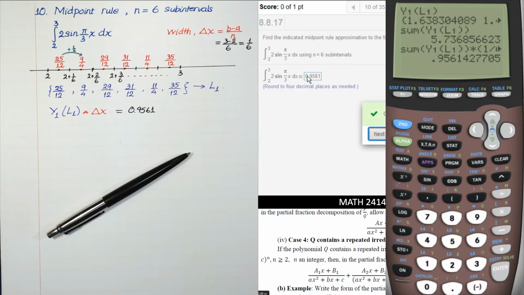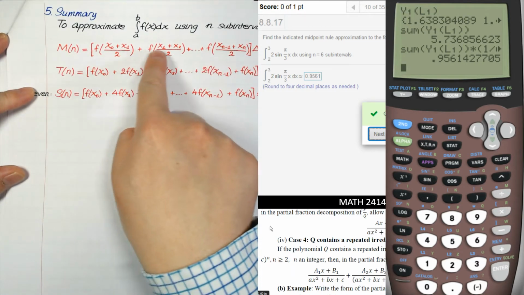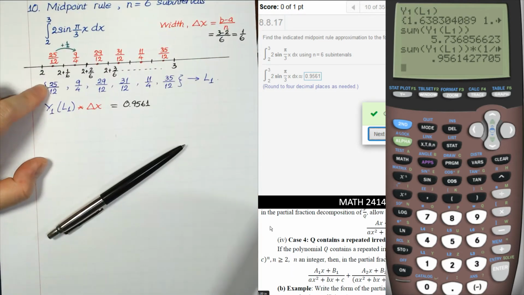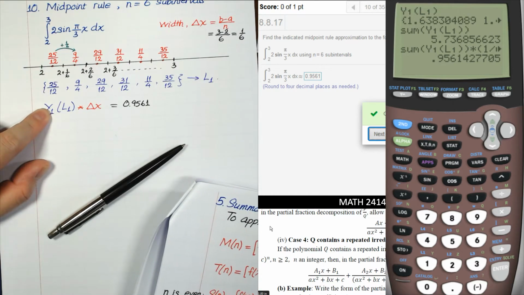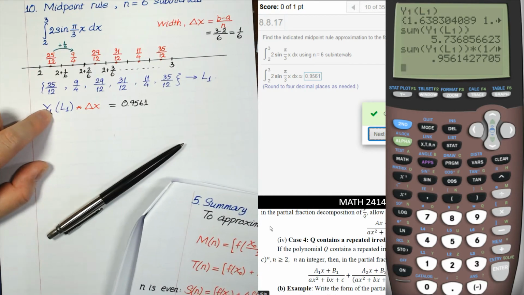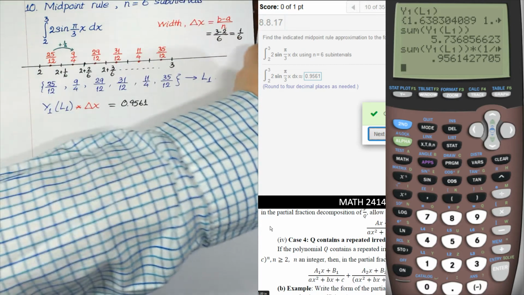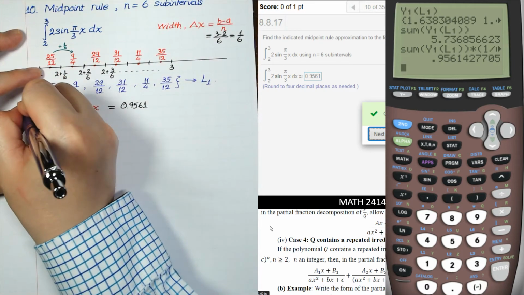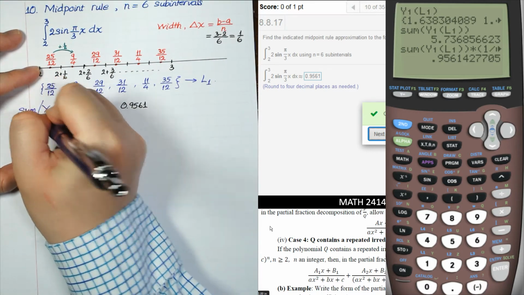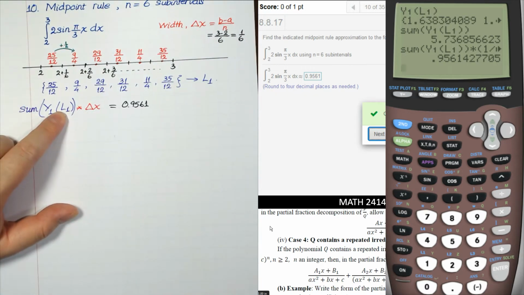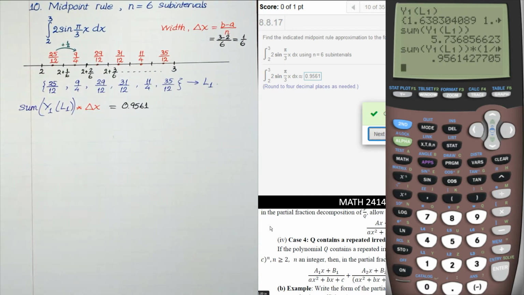Right, that's good. Again, the midpoint rule is based on the midpoints. Those are the midpoints. Evaluate the function, add all of them up, add all of the values and then multiply by delta x.